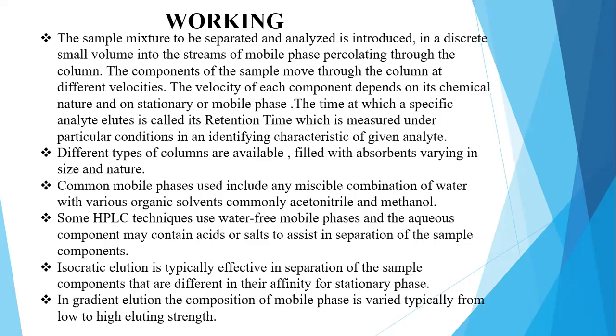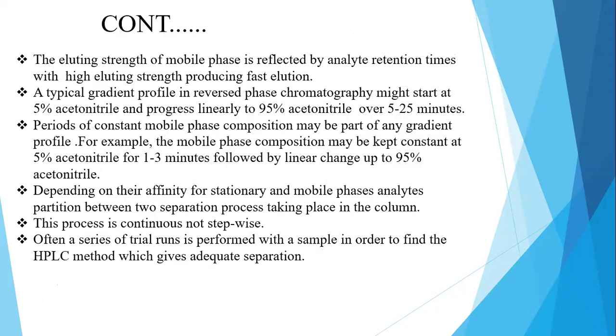In gradient elution, the composition of the mobile phase is varied, typically from low to high eluting strength. The eluting strength of the mobile phase is reflected by analyte retention times, with high eluting strength producing fast elution. A typical gradient profile in reverse phase chromatography might start at 5% acetonitrile and progress linearly to 95% acetonitrile over 5 to 25 minutes. Periods of constant mobile phase composition may be part of any gradient profile. For example, the mobile phase composition may be kept constant at 5% acetonitrile for 1 to 3 minutes, followed by a linear change up to 95% acetonitrile.